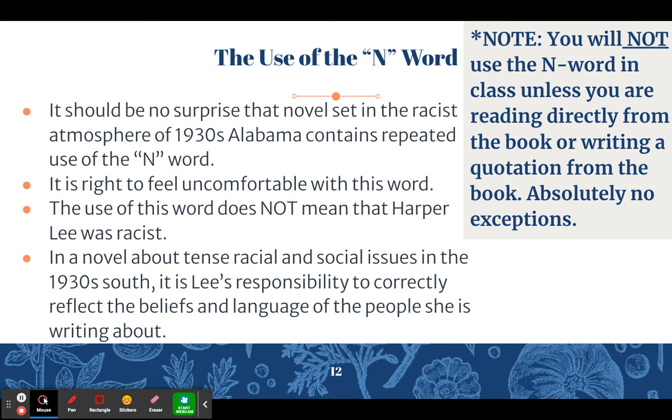This is one of the reasons that the book is frequently challenged and frequently banned, that people don't want people exposed to this word. But like I said, it's sort of doing a disservice to the people who lived through these things to pretend like it didn't happen. It did happen. People did say it. And we know better now, so we have to do better.